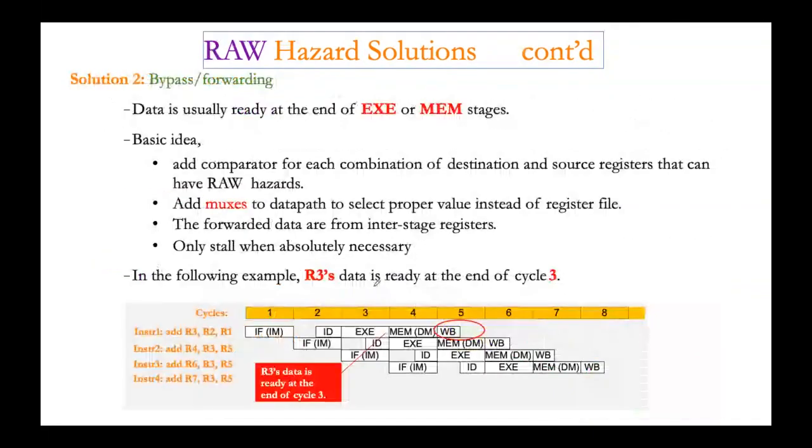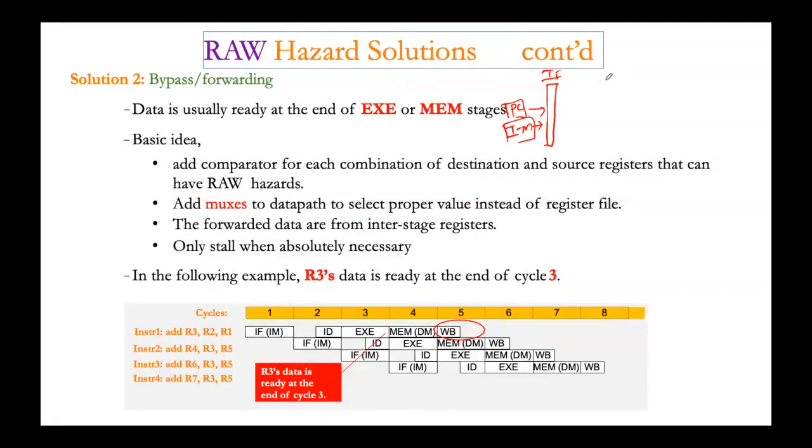Next, another solution for the read-after-write hazards is bypass or forwarding. Recall that we have 5 stages. In the first stage, instruction fetching, we have the inter-stage buffers. Whatever the program counter value and instruction memory fetch is there will be stored into this buffer.